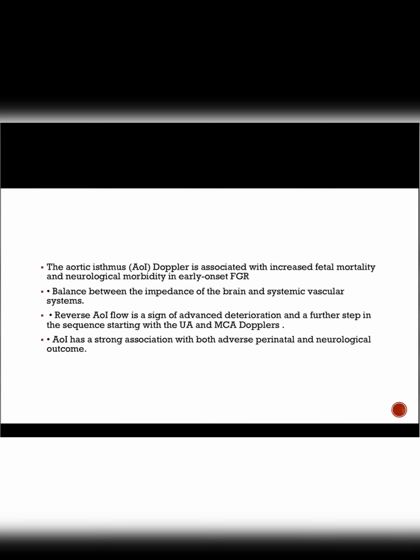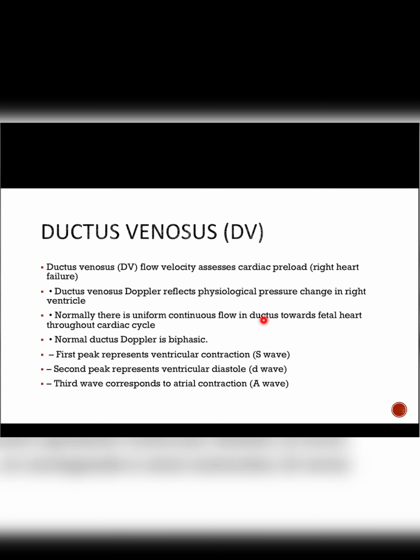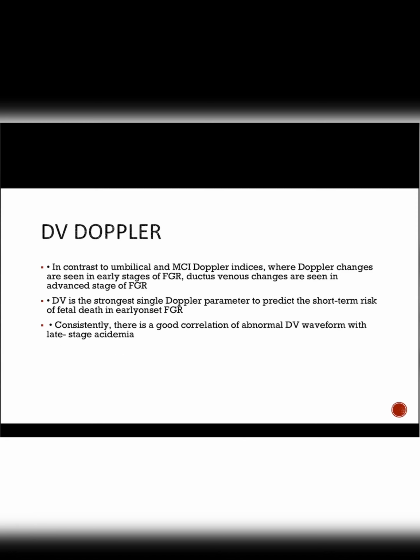Normally there is a uniform continuous flow in the ductus towards the fetal heart through the cardiac cycle. Normal ductus Doppler is biphasic. First peak represents ventricular contraction, that is S wave. Second peak represents ventricular diastole, that is D wave. And third corresponds to atrial contraction, that is A wave.